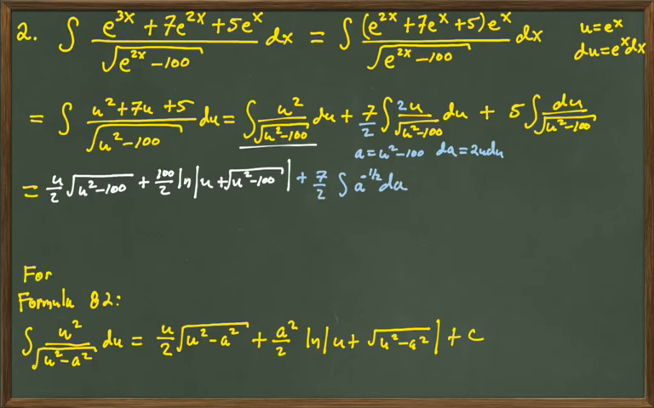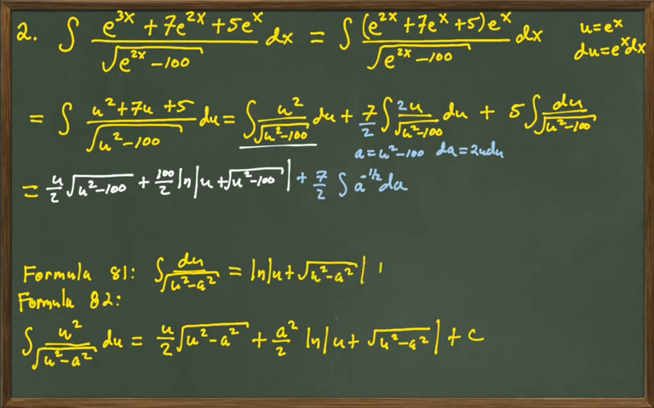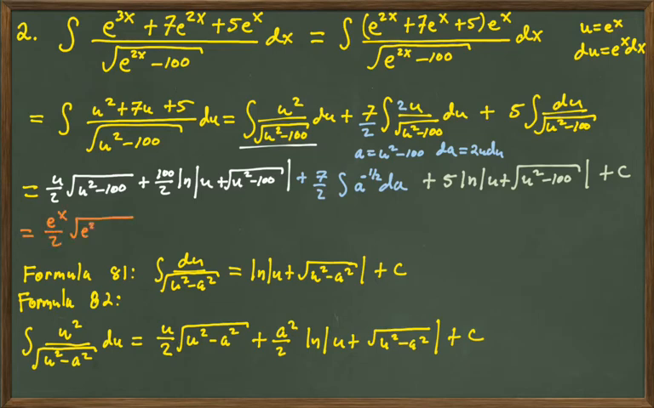Now for the last integral, we are going to look at formula 81. The integral of du over the square root of u squared minus a squared is equal to the natural log of the absolute value of u plus the square root of u squared minus a squared, plus c. So it's going to be 5 ln of the absolute value of u plus the square root of u squared minus 100, plus c. All right, u was e to the x, so e to the x over 2 times the square root of e to the 2x minus 100, plus 50 ln of the absolute value of e to the x plus the square root of e to the 2x minus 100.